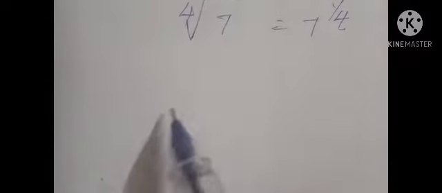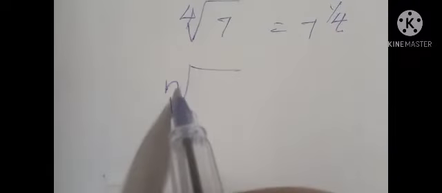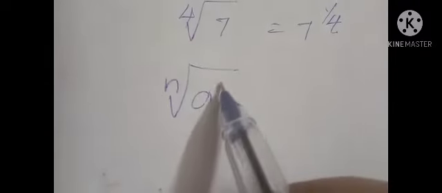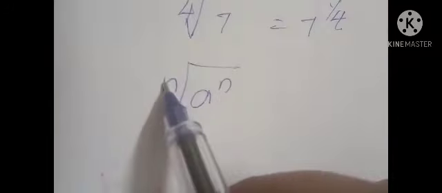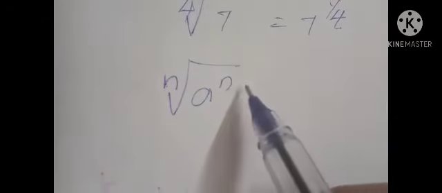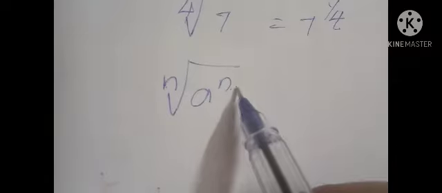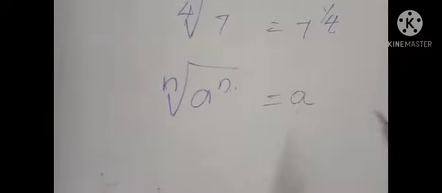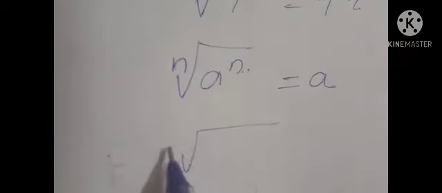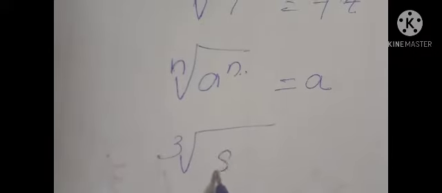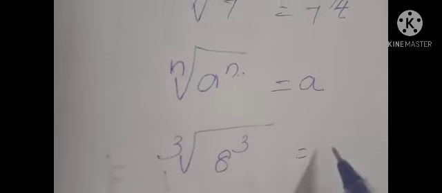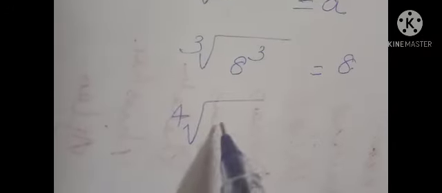Okay. The next is nth root of a number with the power n. When the root n and the power are the same, then the answer will be a itself. For example, cube root of 8 cubed is equal to 8. Fourth root of 7 raised to 4 is 7 itself.